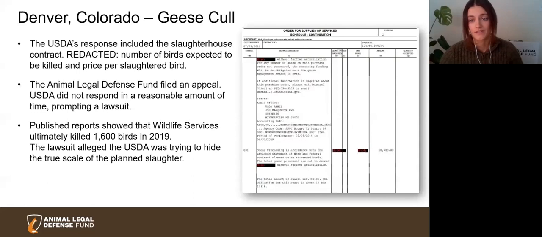The USDA's response to that request included the contract with the slaughterhouse, but the number of birds expected to be killed, as well as the price paid per slaughter bird, were both redacted. So we filed an appeal in March 2020 seeking that redacted information, but the USDA did not respond in a reasonable amount of time, so this prompted a lawsuit. The lawsuit itself alleged that the USDA was trying to hide the true scale of the planned slaughter.